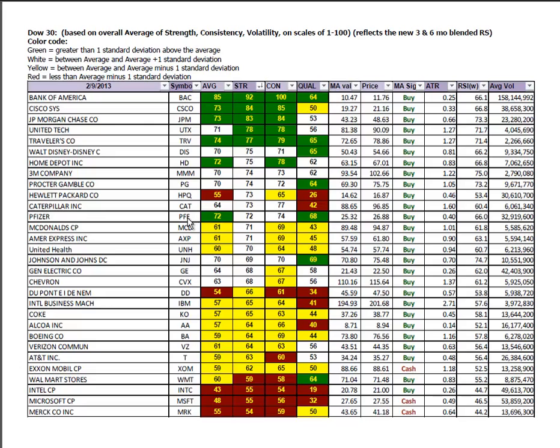Whereas Pfizer is the other story. It's starting to weaken. Overall, it's been strong, but now relative strength is starting to diminish. McDonald's, the value play, looks interesting. It's moved up into the white on strength, but still yellow overall. Bottom feeders: Merck, Microsoft, Intel, Walmart, and ExxonMobil.